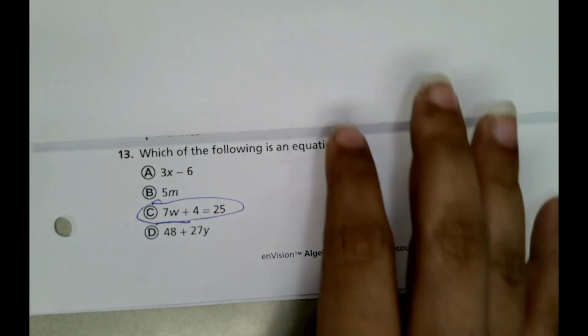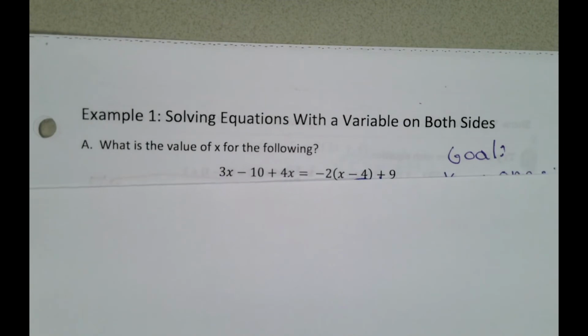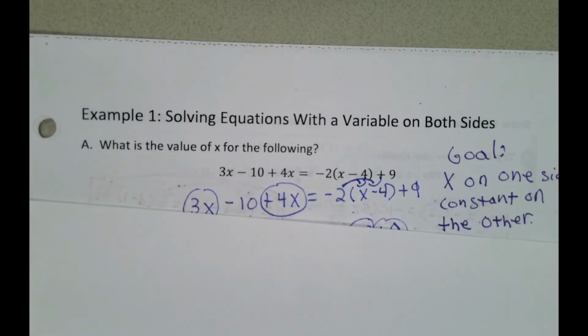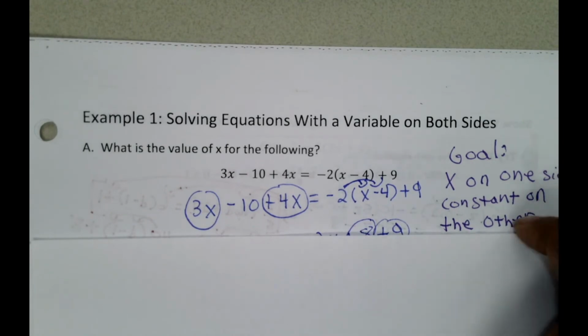Alrighty. I bet you guys are ready to jump right into the fun, right? Jumping right into the fun means that we are going to start solving equations. Boom! Example 1, solve an equation with variables on both sides. Well, we have 3x minus 10 plus 4x equals negative 2 times x minus 4 plus 9. Well, we still have the same goal. That's to get x on one side, constants on the other.